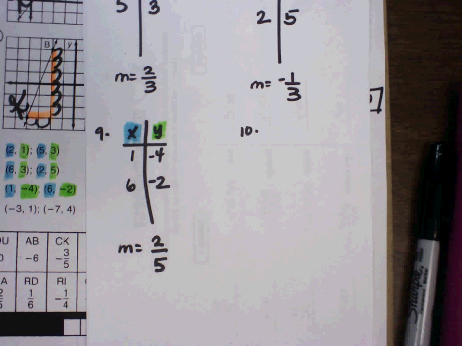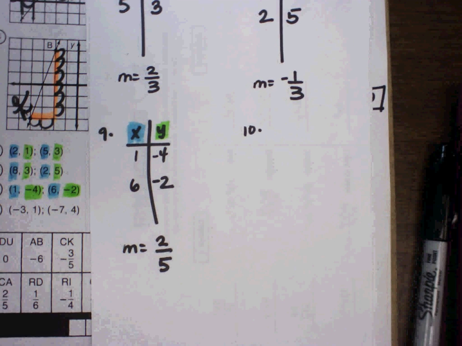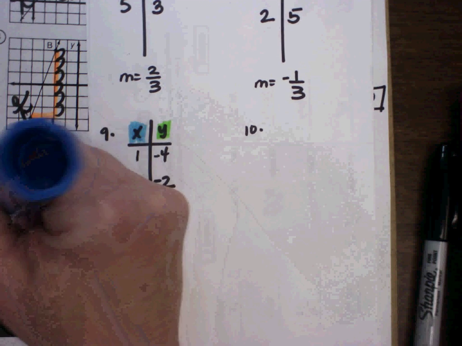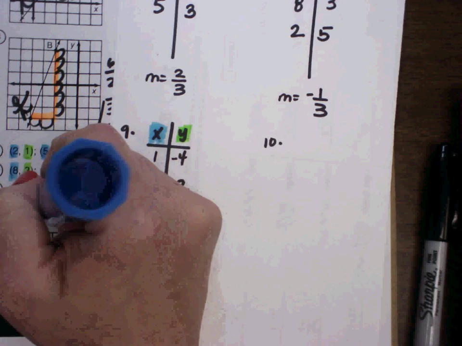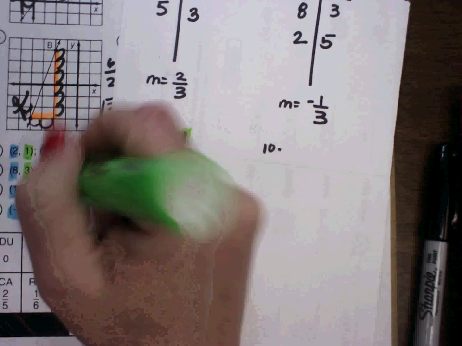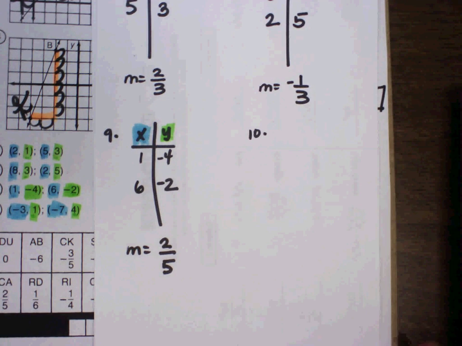All right, talk to me. What's my first step? No, that's not my first step. What's my first step? Thank you. You highlight. Thank you very much. We're going to highlight my x's and then my y's. Then what's my second step? No. Make a what? Thank you.